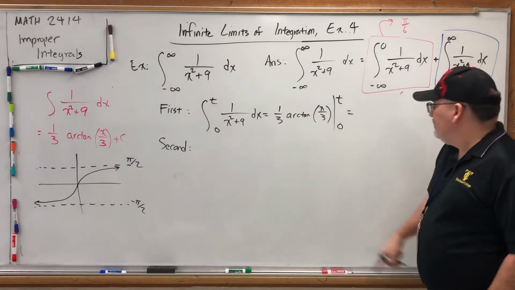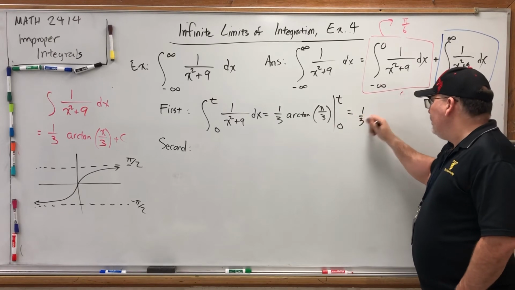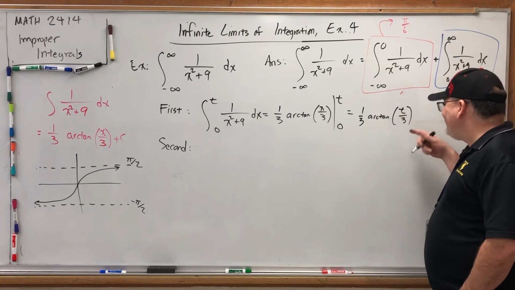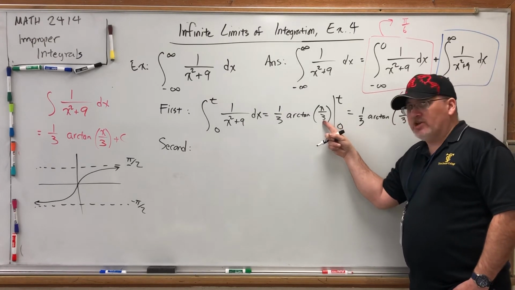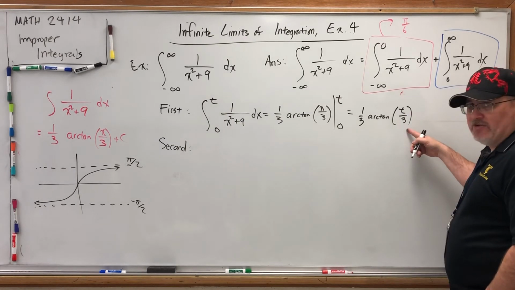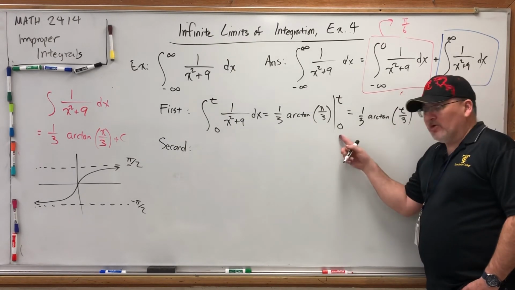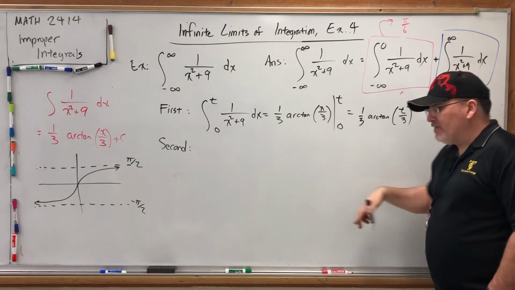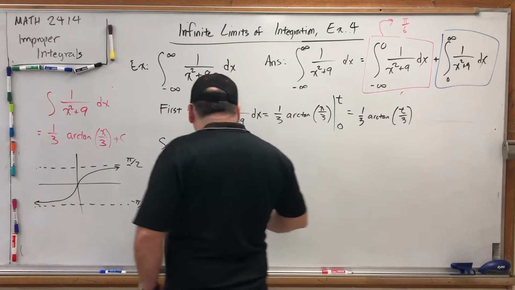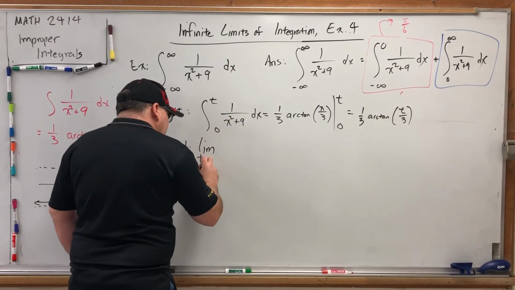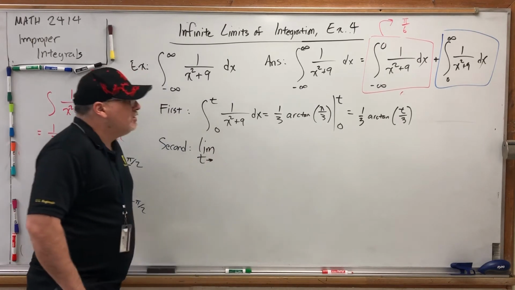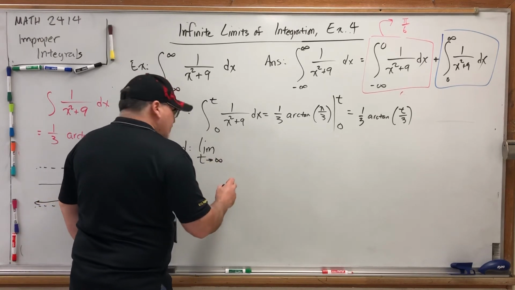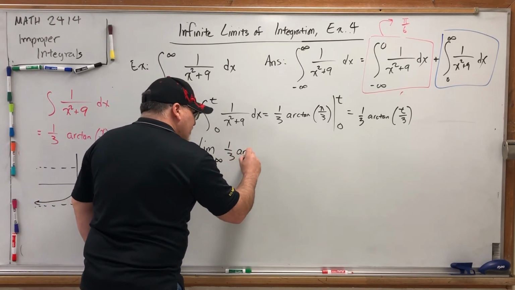Well, this one's easy. If I put in the upper limit, I get 1/3 arctangent of t over 3 minus, but if I substitute the lower limit, I get 0 again. So we can just shut down the antiderivative here because this lower limit annihilated the antiderivative. In other words, because the lower limit caused this to be 0, that's why we can ignore it. All right, so our second move is to take the limit as t approaches whatever we replaced with t, which was infinity for the second integral. So limit as t approaches infinity of 1/3 arctangent of t over 3.